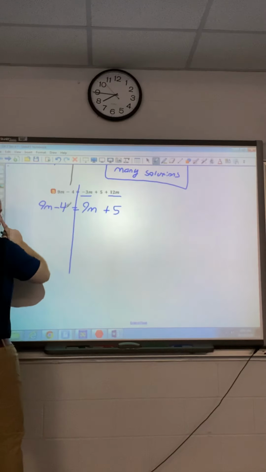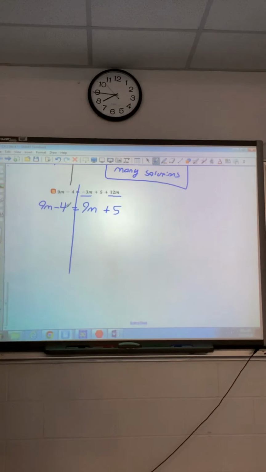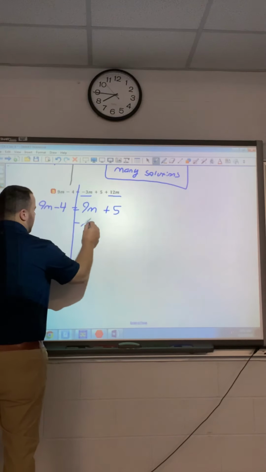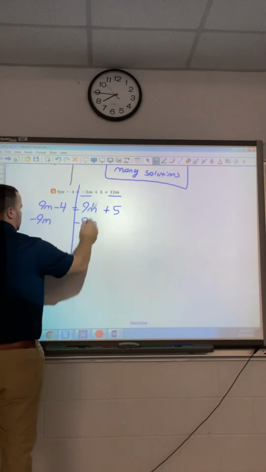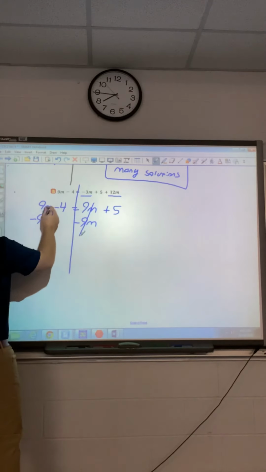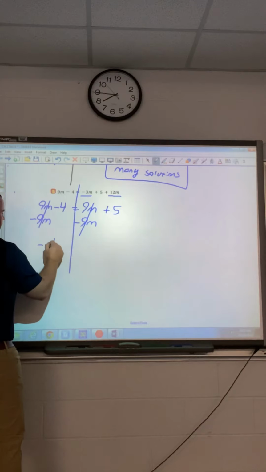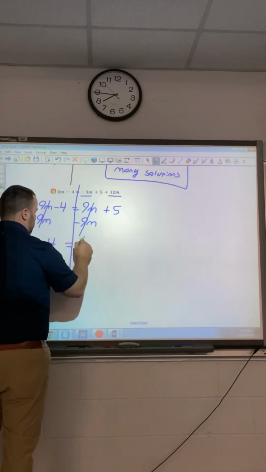All right, it's kind of going to be like the last one, but let's see. It's not the same thing on both sides, is it? It's definitely not the same thing, because this one has a 4 and that one has a 5. So it's not going to be infinitely many solutions. All right, let's start off by moving a variable to the other side like we have on all the other ones. So I'm minus 9m from here, minus 9m from there. That's gone. And that's gone. That leaves me negative 4 equals 5.